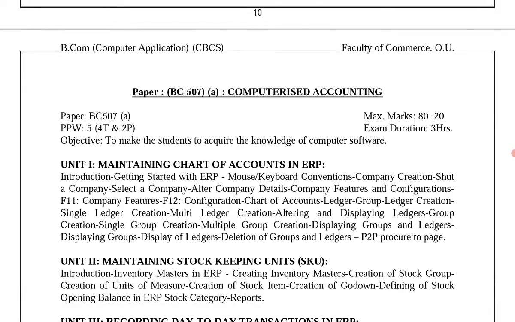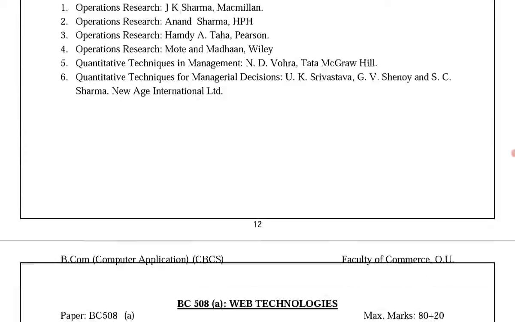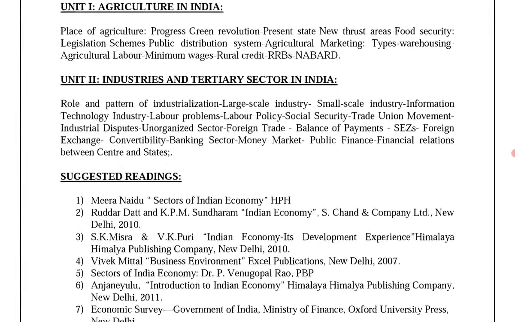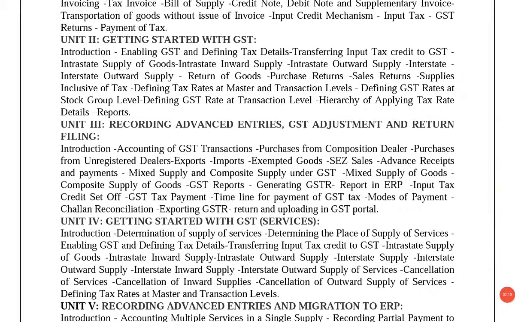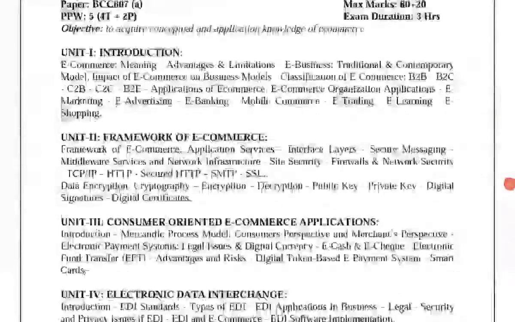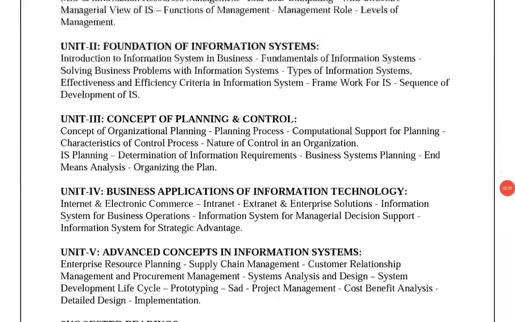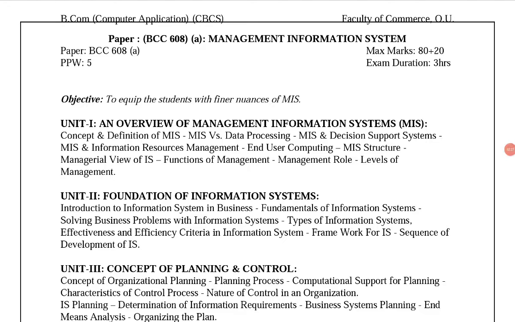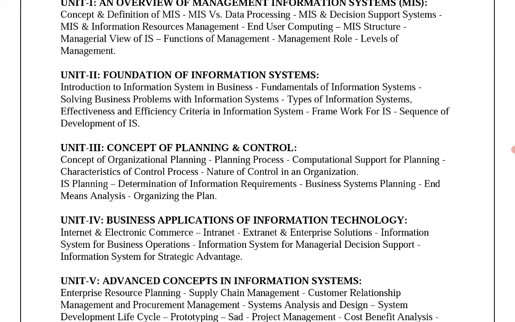So this is the syllabus of your course, Management Information Systems, MIS. The workload is 5 periods per week and maximum marks are 80 for theory and 20 for practical, and the duration of the examination is 3 hours. The syllabus is divided into 5 units.